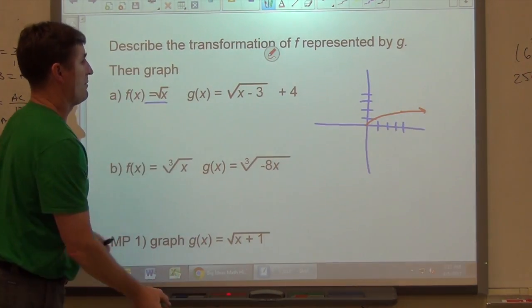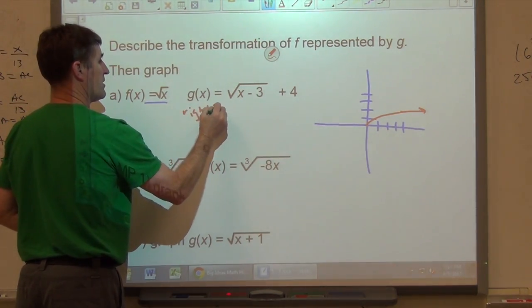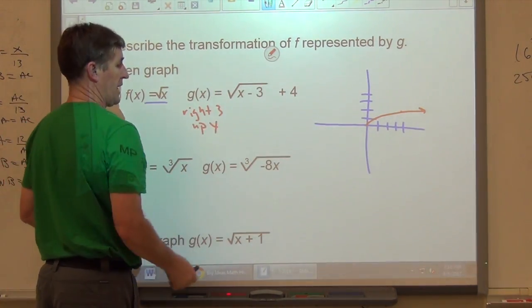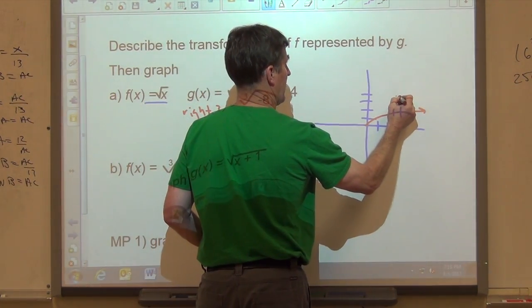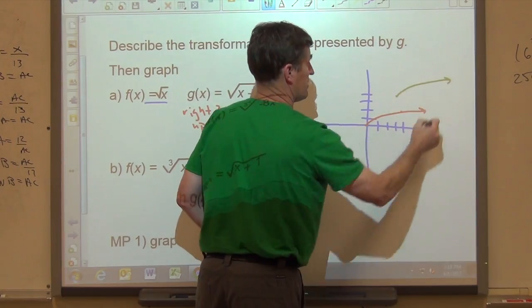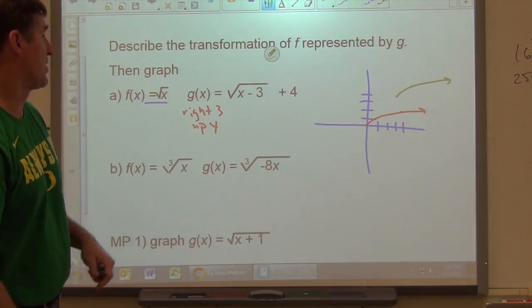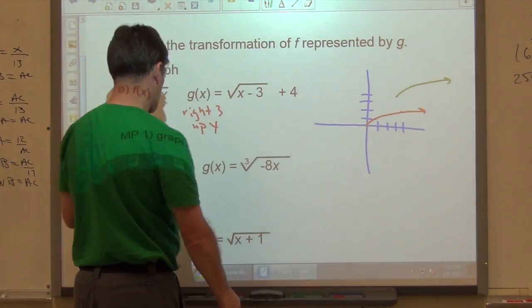And so when I describe this, since it's -3, that would be right 3. And the positive 4 is outside, so that would be up 4. And so all I want you to do when you graph this, you're over 3, up 4, and then just freehand it. Okay, I just want to know that you understood how it moved and what it's going to look like. Now let's do one where it's the cube root.